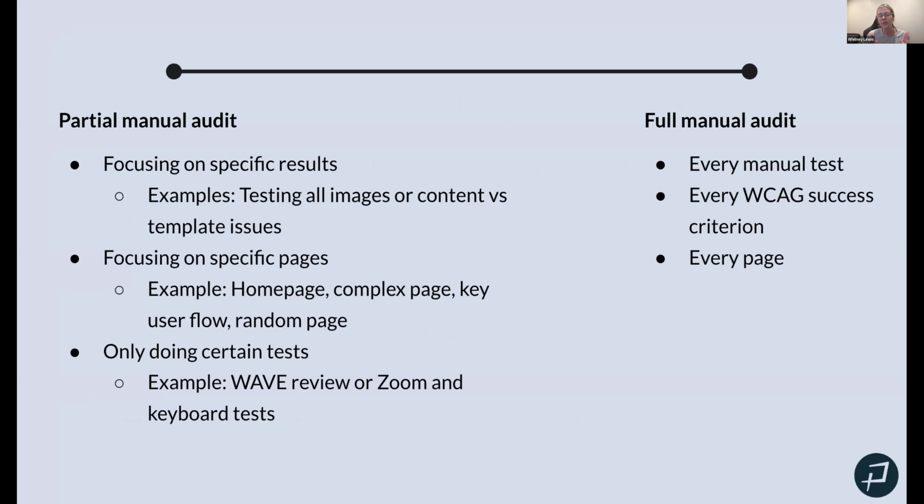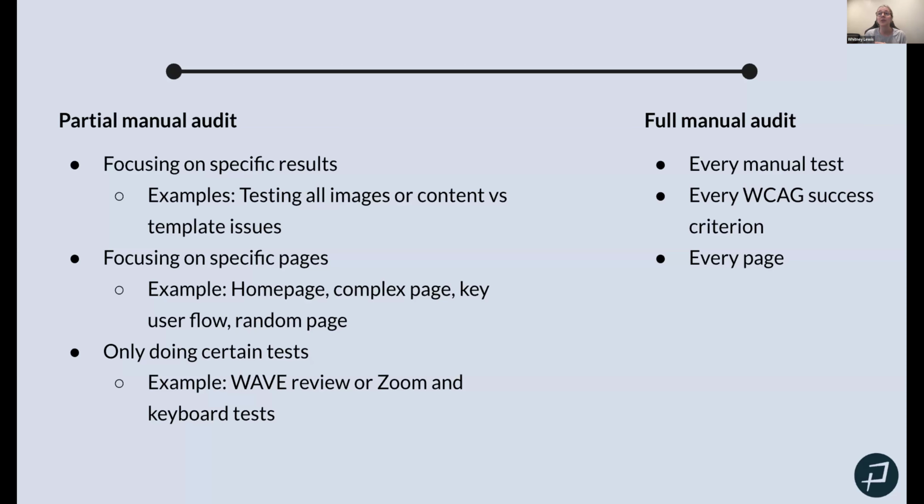In our world, we're typically going to live in this partial manual audit side of the continuum. Some examples of samples for a partial manual audit: you can focus on specific results. For example, testing all images and just focusing on image results, or testing their alternative text and making sure it's appropriate. Or you could just focus on issues in the main content versus issues in the website template, like the header and the footer, or everything that stays the same. So you can sample by focusing on specific results.